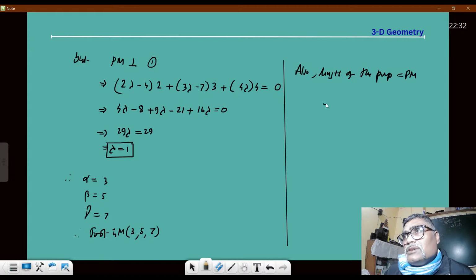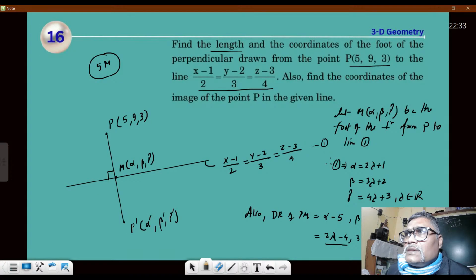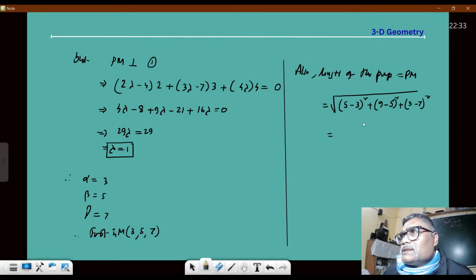That is nothing but you use the distance formula. 5, 9, 3 was the point. So it is 5 minus 3 whole square, 9 minus 5 whole square, 3 minus 7 whole square. Let me just check it. 5, 9, 3. Yes. So I'm done with this result now. It is 4, it is 16. It is also 16. So 36 is coming. That is 6. So length is 6 units.